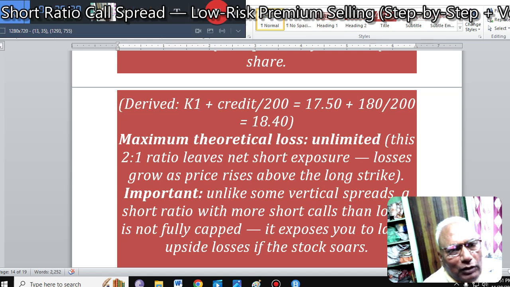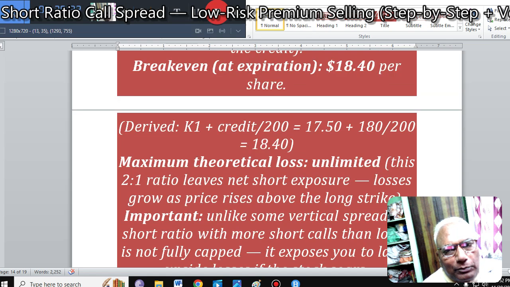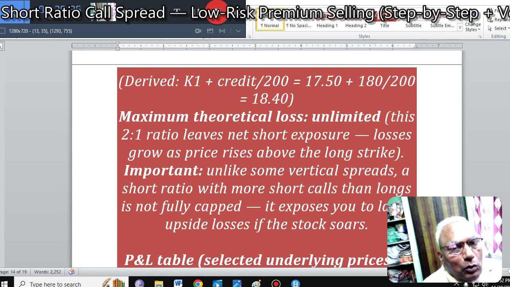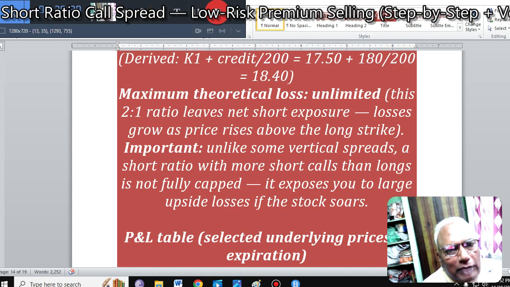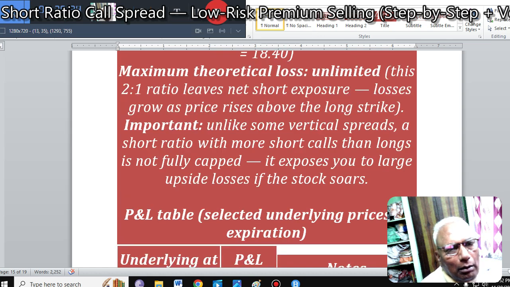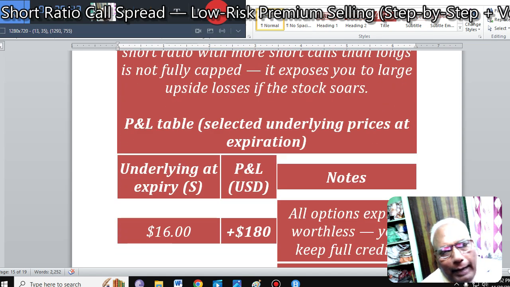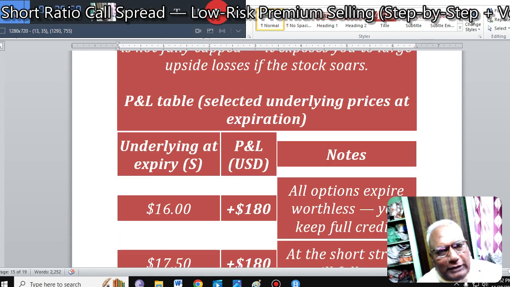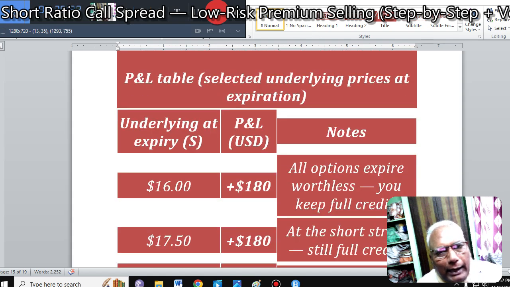This 2:1 ratio leaves net short exposure. Losses grow as price rises above the long strike. Important: unlike some vertical spreads, a short ratio with more short calls than longs is not fully capped. It exposes you to large upside losses if the stock surges. P and L table selected: underlying prices at expiration, underlying to expiration P and L in USD.